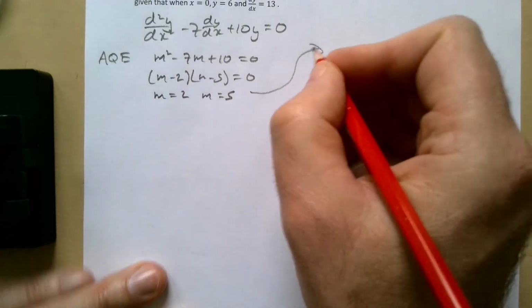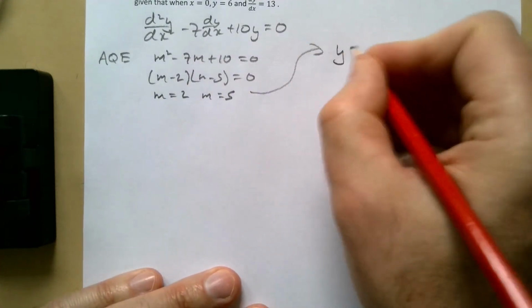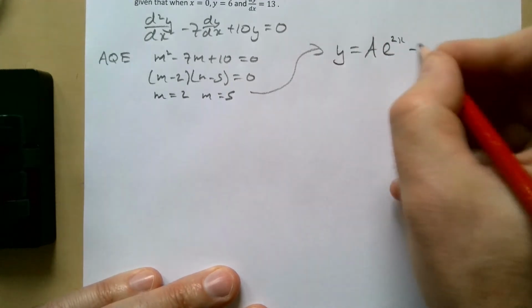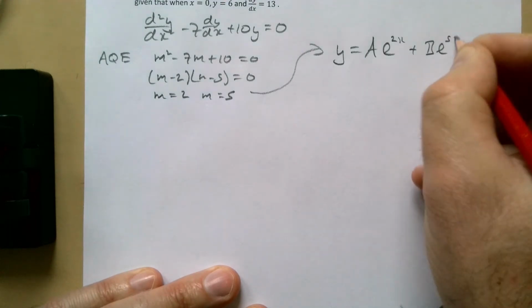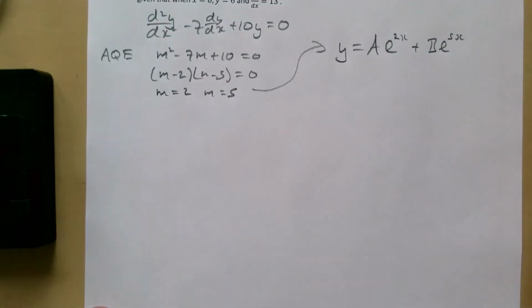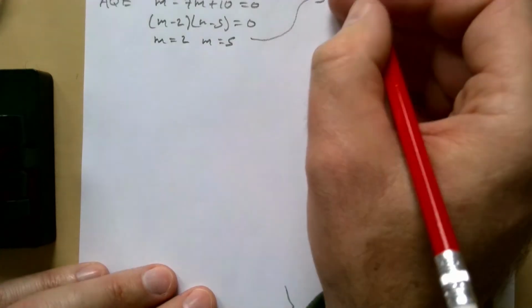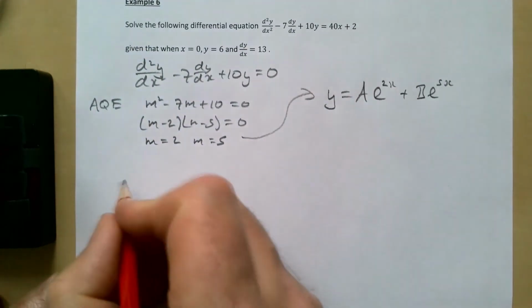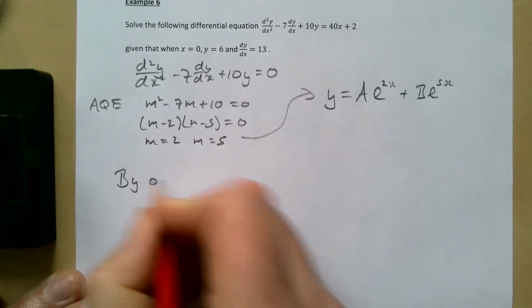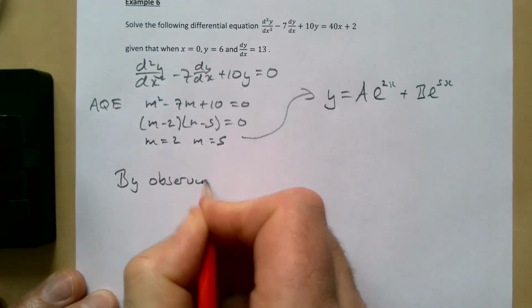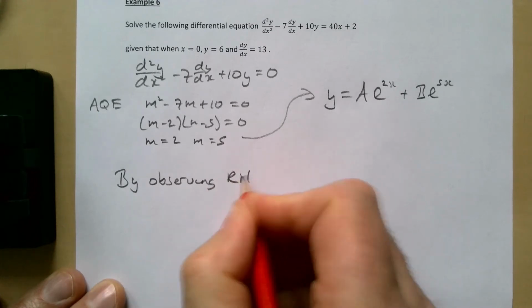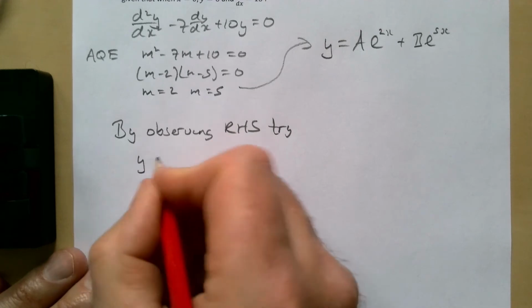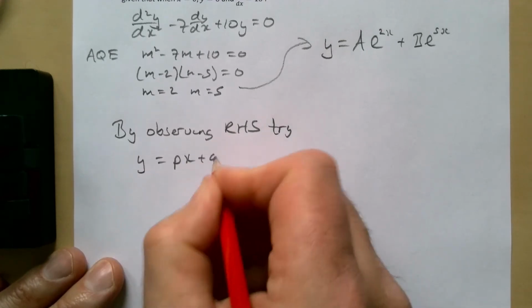That means the first part is a e to the 2x plus b e to the 5x. By looking at the right hand side, the bit I'm looking at is the 40x plus 2. So let's write that that's what we're doing. By observing our right hand side, we are going to try y equals px plus q.